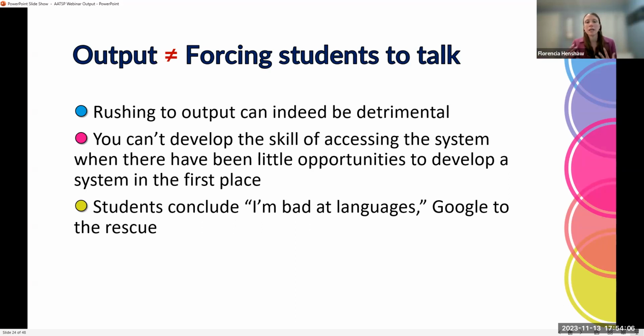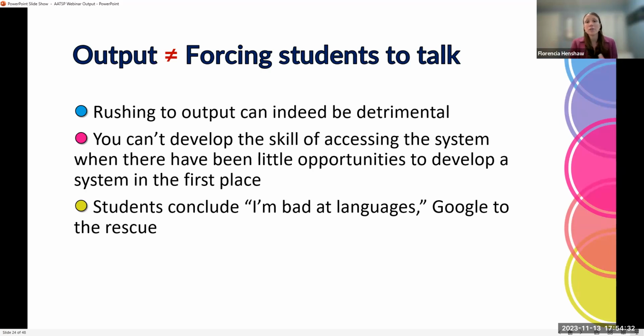The part about "I'm bad at languages" to me is what breaks my heart, right? Because sometimes it's not that the student is bad at languages. It's simply that they were asked to do something they were not quite ready for. And sometimes it's because of institutional pressures, which I know all too well. But sometimes it's just the student not fully understanding how slow and complicated language acquisition really is.